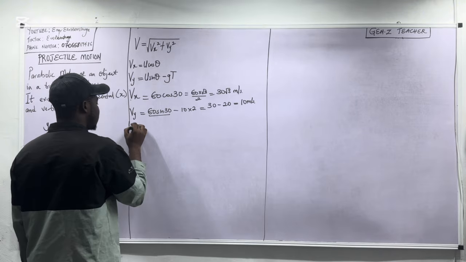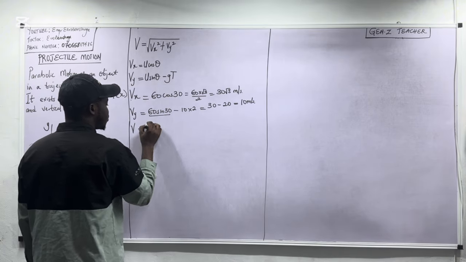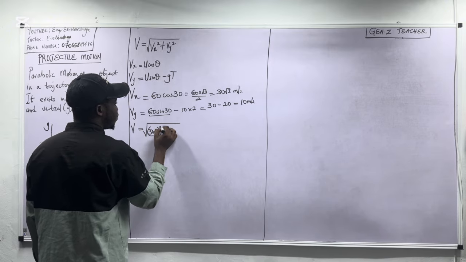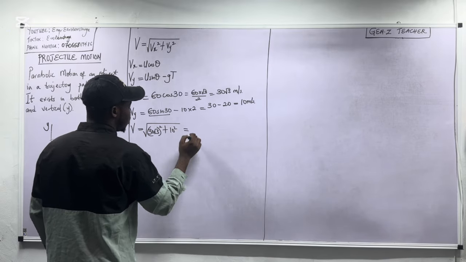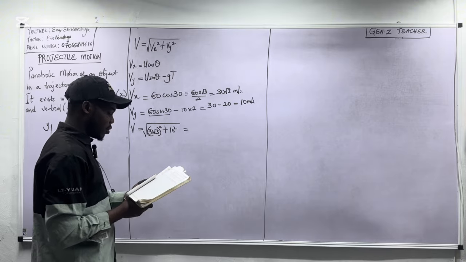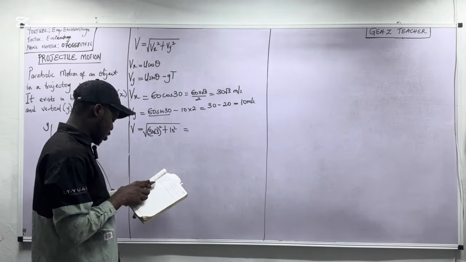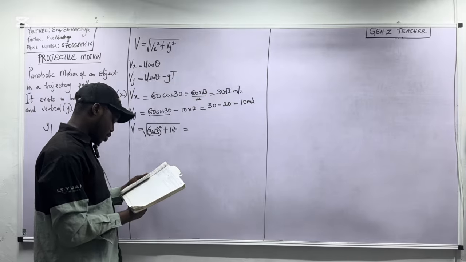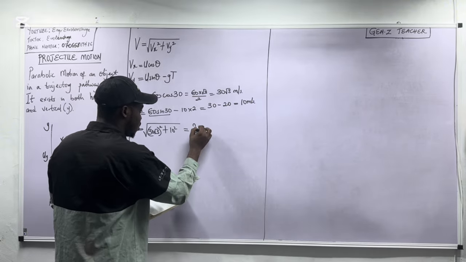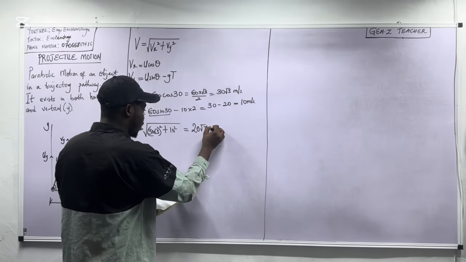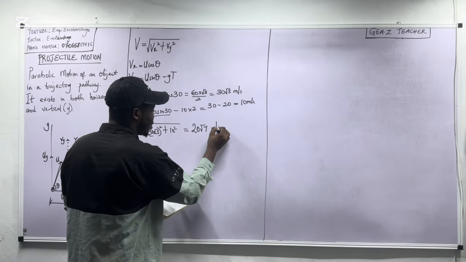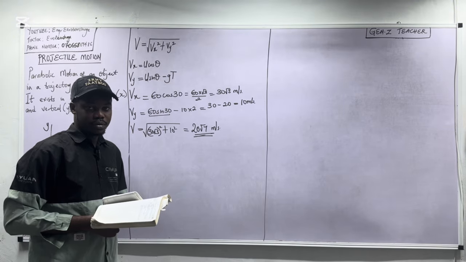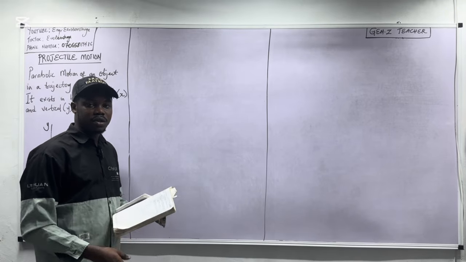So therefore, the resultant v becomes square root of 30 root 3 all squared plus 10 squared. Okay, so if you punch your calculator for that answer, 30 root 3 all squared plus 10 squared equals, and square root, it's going to give you 20 root 7. Okay, so we have 20 root 7 meters per second as the answer to this question. Okay, the last question for this series.